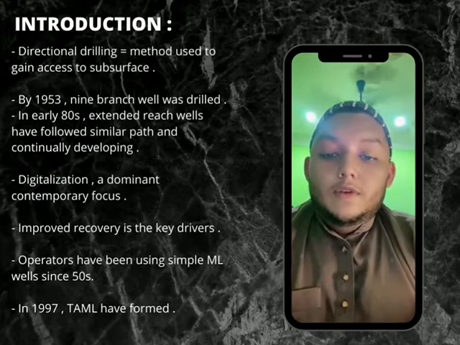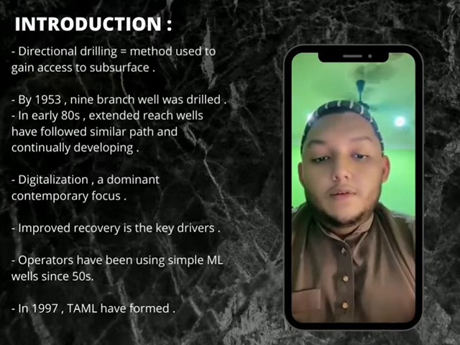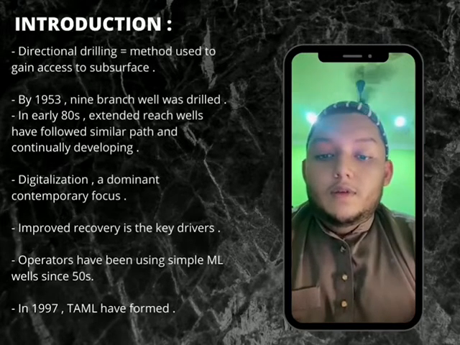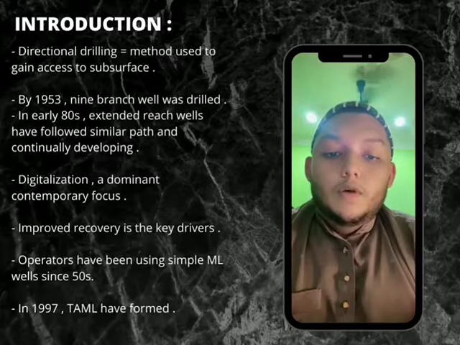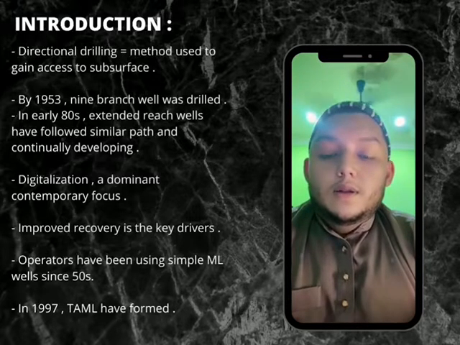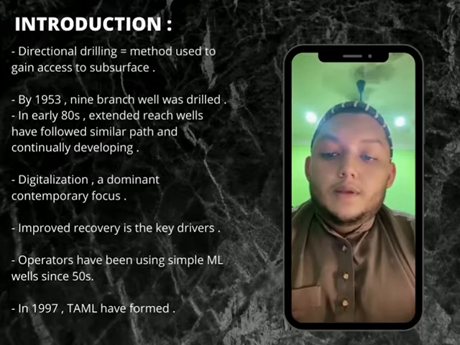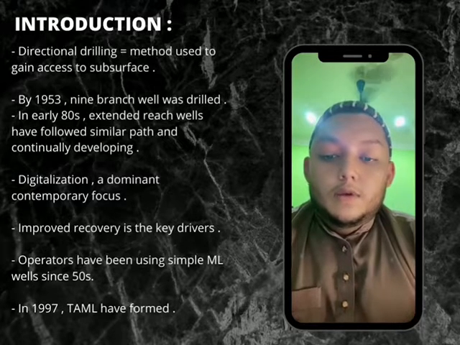By 1953, a 9-branch well with barefoot laterals was drilled, and operators recorded a 17-fold boost in output over offset wells. Beginning in the early 80s, standard reach wells have followed a similar path and continue developing.